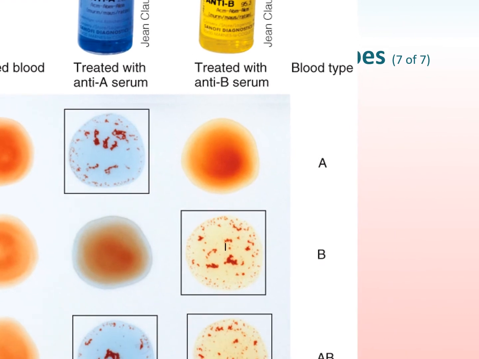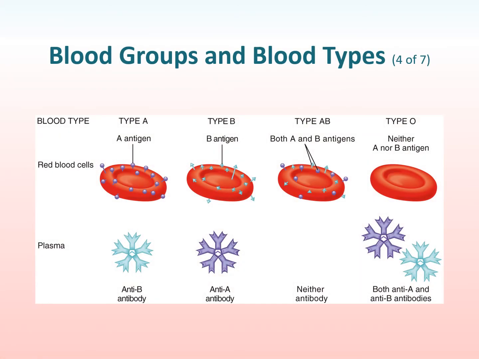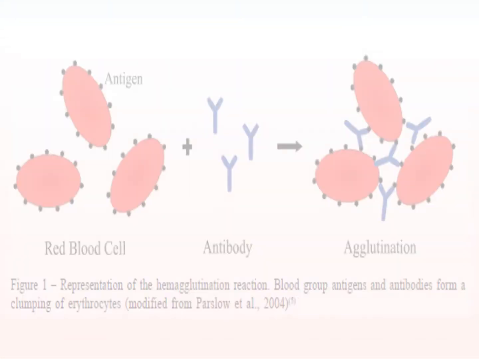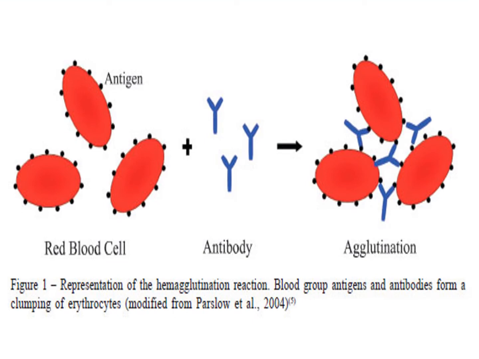In this one, the only one that clumped is the B, so it's blood type B. If nothing clumps up, that means they probably have blood type O, because there's nothing to grab, so to speak. There's no mustache, there's no beard, so this one ends up being type O. If both of them clump up, then it's blood type AB. And we have to remind ourselves of the word agglutination. It's not called clump up, it's called agglutinate, but that's okay.